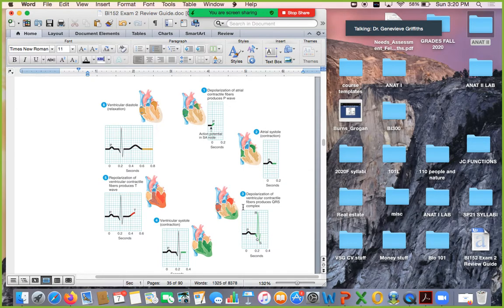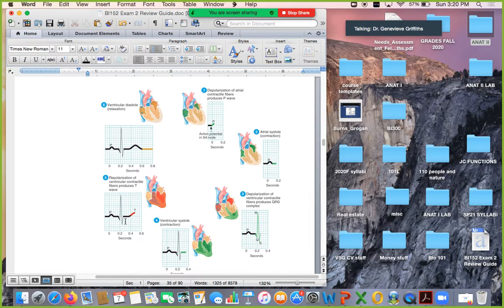Then we end up with depolarization of the ventricular contractile fibers, right? Basically, we're popping from the sinoatrial node to the atrioventricular node, traveling down to those Purkinje fibers. Bundle of His is the atrioventricular node, right? That occurs here, and that's going to be denoted by a sharp QRS peak, right? Then that's going to be followed immediately by contraction of the ventricles, right?